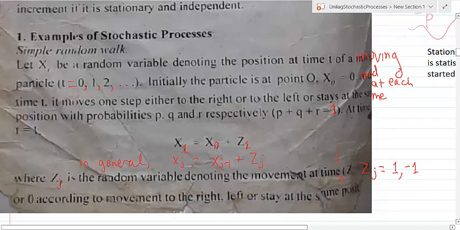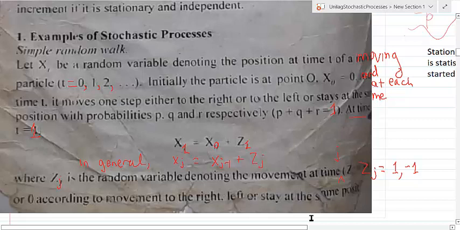Now, for example, at time t equals 1, I have x sub 1 equals x sub 0 plus z1, and in general I'm going to have x sub j equals x sub j minus 1 plus zj, where zj is the value of the step. The step is either 1, minus 1, or 0. Zj is the random variable denoting the movement at time j, and zj is equal to 1, minus 1, or 0, according to the movement to the right, left, or stay at the same place.